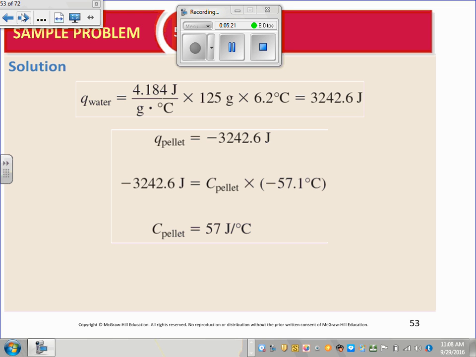So we plug that into the second equation: negative 3,242.6 joules is equal to the heat capacity of the pellet times the change in temperature, which was negative 57.1. So the heat capacity of the pellet is 57 joules per degree C.